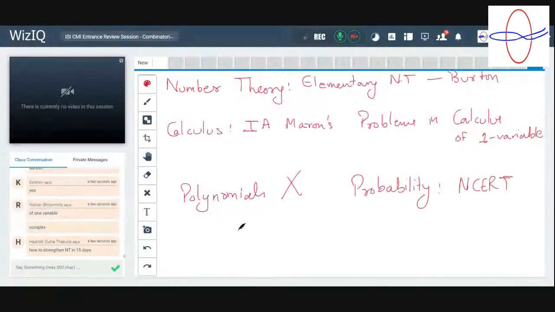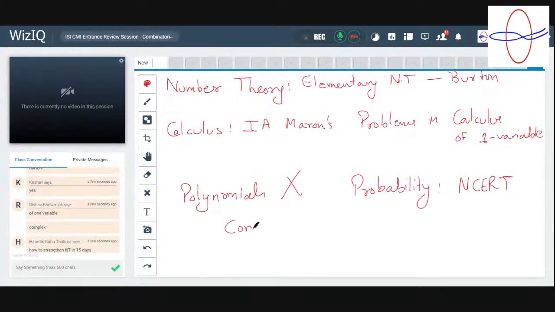For how to strengthen NT in 15 days. That's not how life works. It's definitely not how it works. You don't immediately become good at something in 15 days. No, I'm not a telemarketer. I'm a teacher.